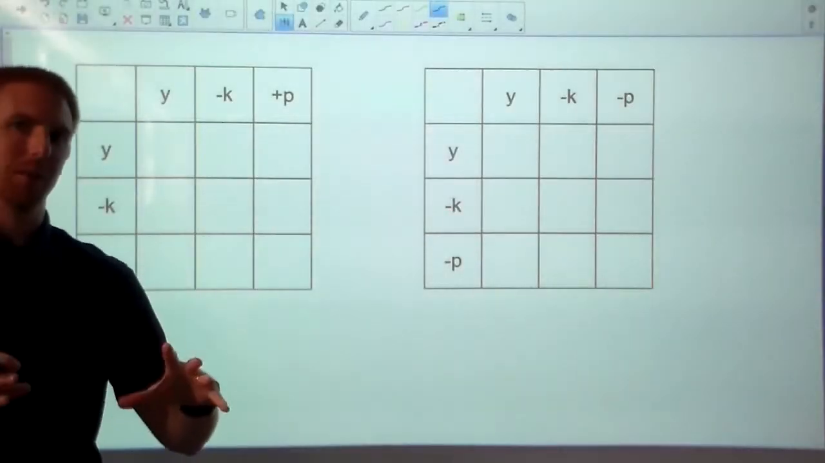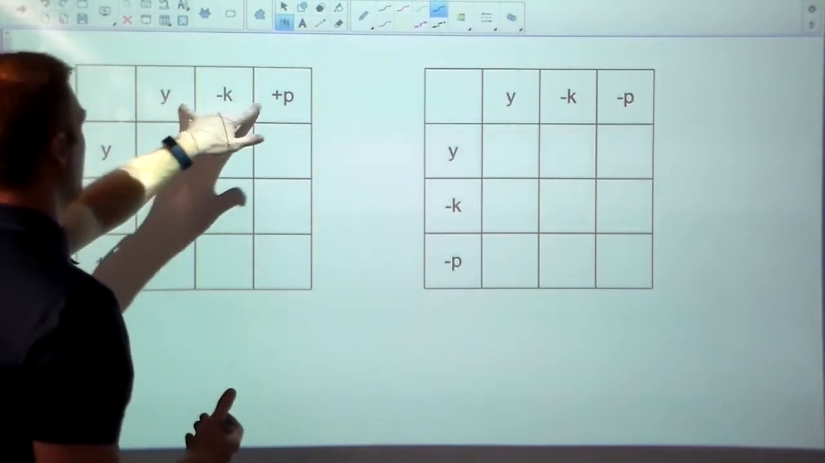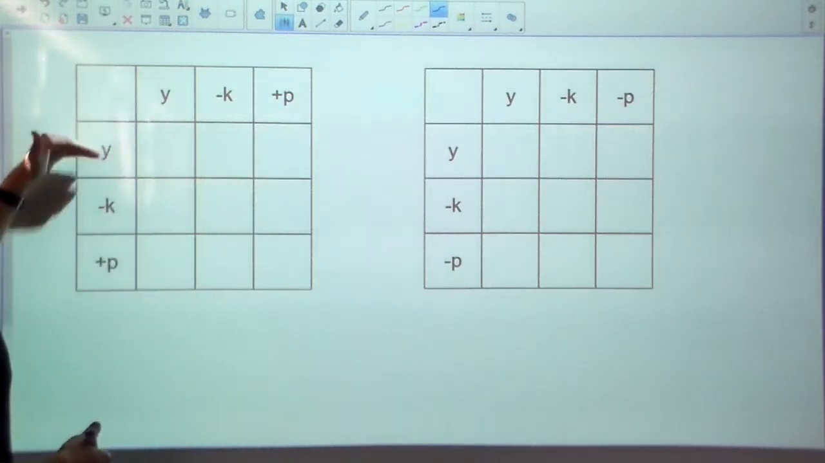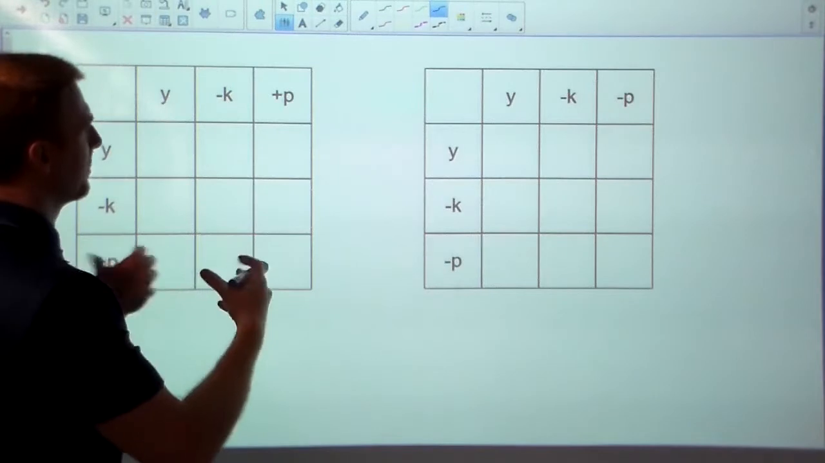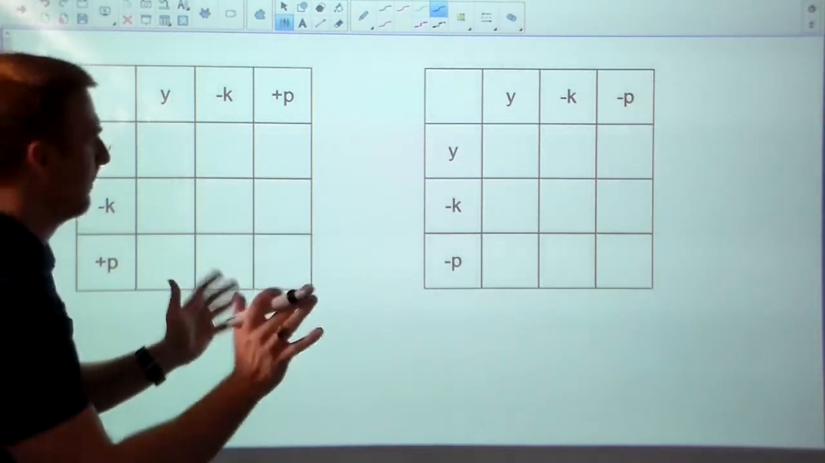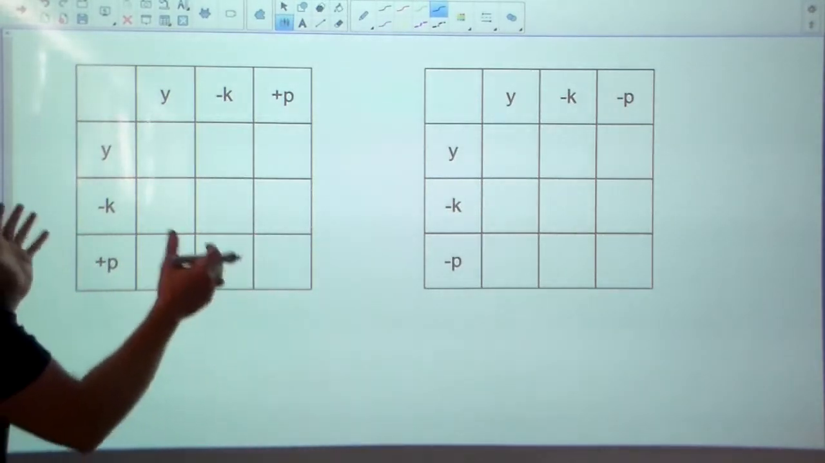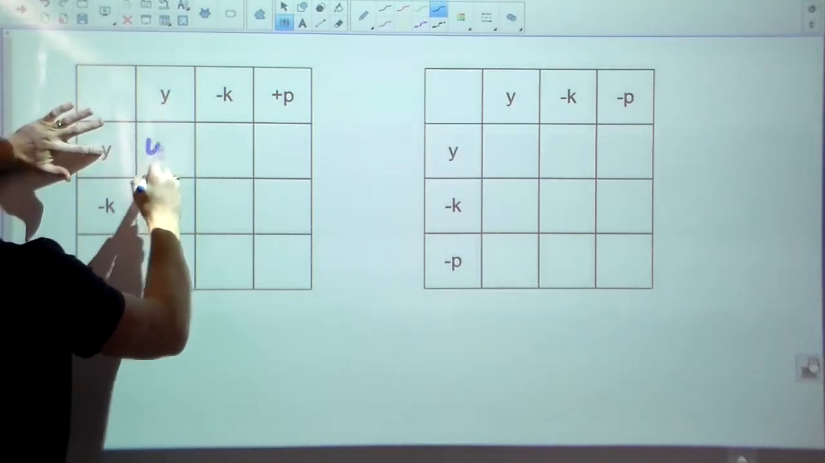So I made these little tables. I like this way to organize doing a trinomial and squaring it. So here's y minus k plus p. Same thing down the side there. And you could certainly write the two trinomials beside each other and basically do extended FOIL. That's fine. Again, I just think this is a little more organized. So the way these work, if you haven't seen them before, it's just a multiplication table. So y times y is y squared.